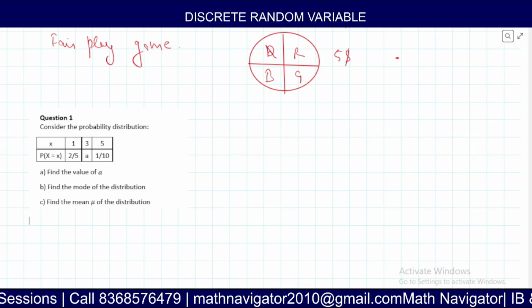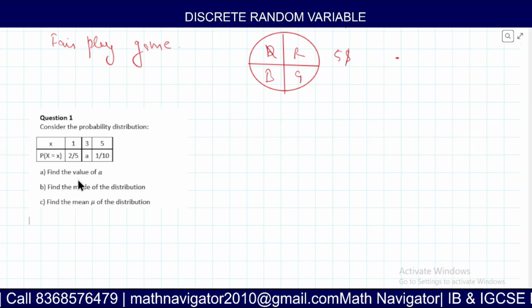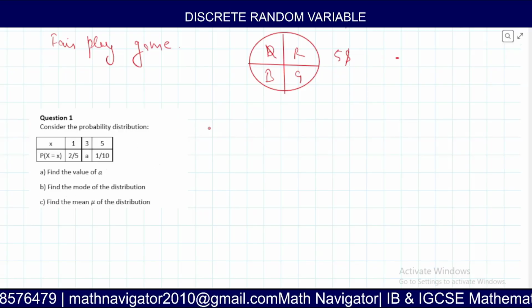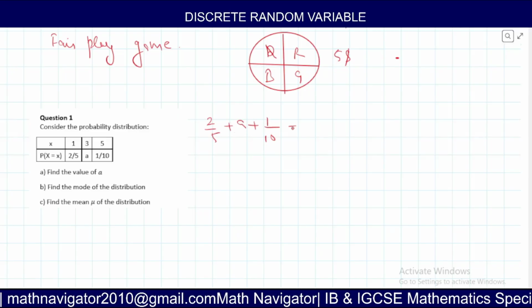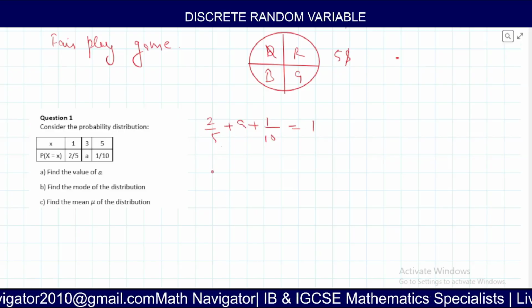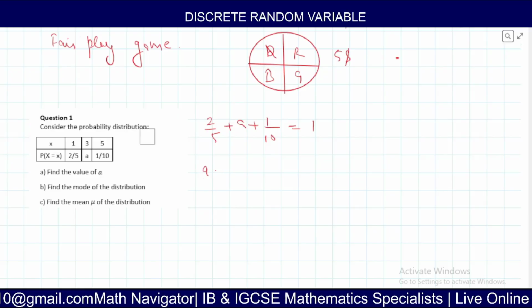So this is my question. Consider the probability distribution function where x is equal to 1, 3, and 5. Find the value of a. It is very easy to find the value of a. I know the total probability is 1. So 2 over 5 plus a plus 1 over 10 is equal to 1, right? So let me solve for a on the calculator.